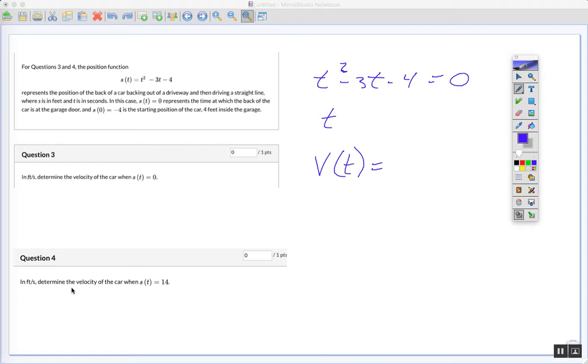So same idea here. Determine the velocity of the car when your position function is equal to 14. So you would do the same thing, except instead of setting it equal to 0, you're going to set it equal to 14. And then, again, use your velocity function and plug in those values for t.